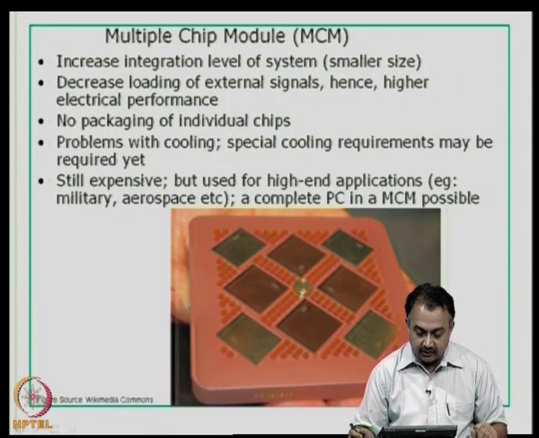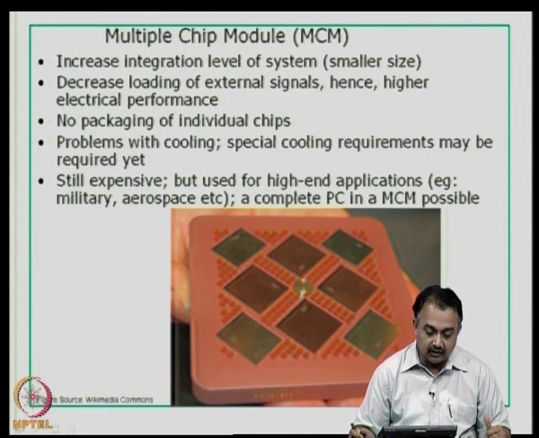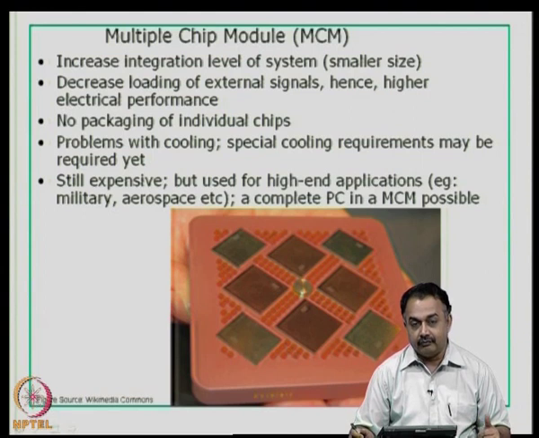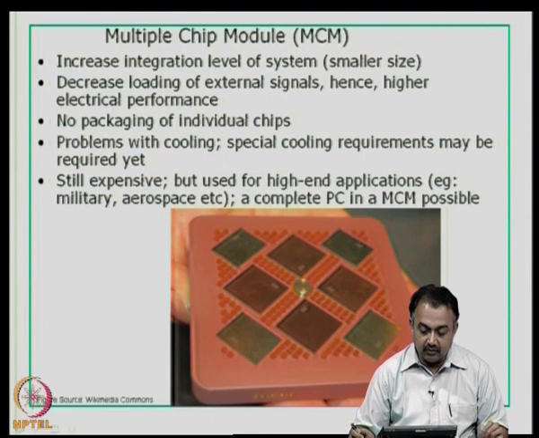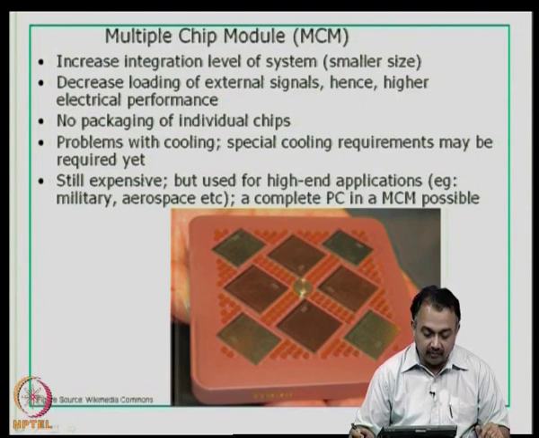So, you can look at this picture here. This is an example of a multi-chip module, and again some of the salient features of a multi-chip module are: there is no packaging of individual chips, problems with cooling. This is a big deficiency, but special cooling requirements may be required, and that can be built, including liquid based cooling. There is definitely an increased integration in the system. That is how you reduce the size yet, decrease the loading of external signals, hence higher electrical performance.